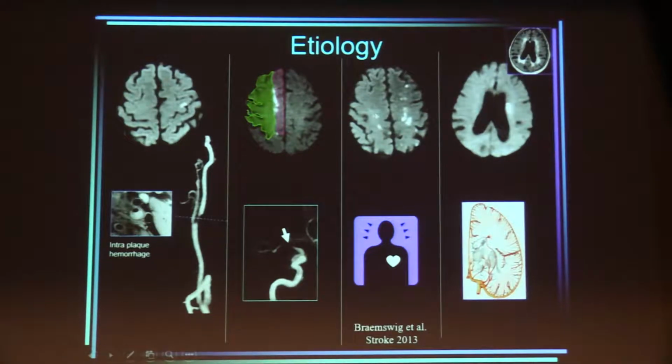When you see a pattern like that, of course, you will search for a cardiac cause of emboli. And the last point is when you see this small tiny lesion deeply located, and especially if the FLAIR shows you leukoaraiosis, you will immediately think about a disease of small arteries.